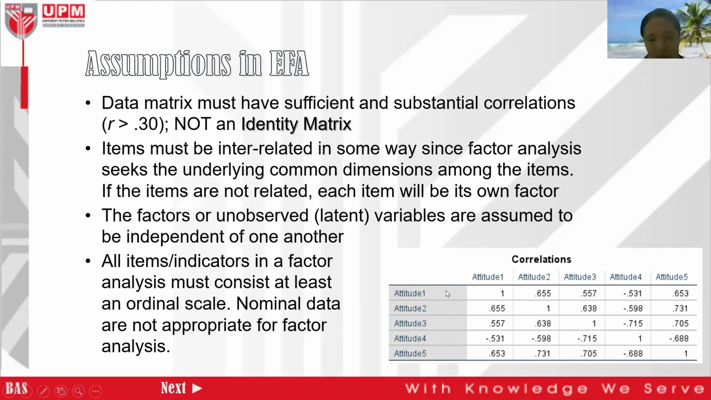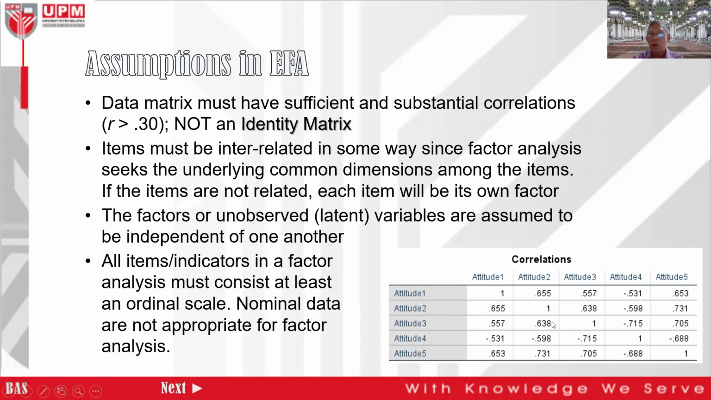Yeah, actually, this one here is your correlation matrix. The value in the diagonal will be 1. Why? Because it is a correlation between the same thing. Attitude 1 to attitude 1, of course, is a perfect relationship. Attitude 2 to attitude 2 will also be a perfect relationship. But what we want to look for is the other correlation here, the rest of the correlation coefficients.